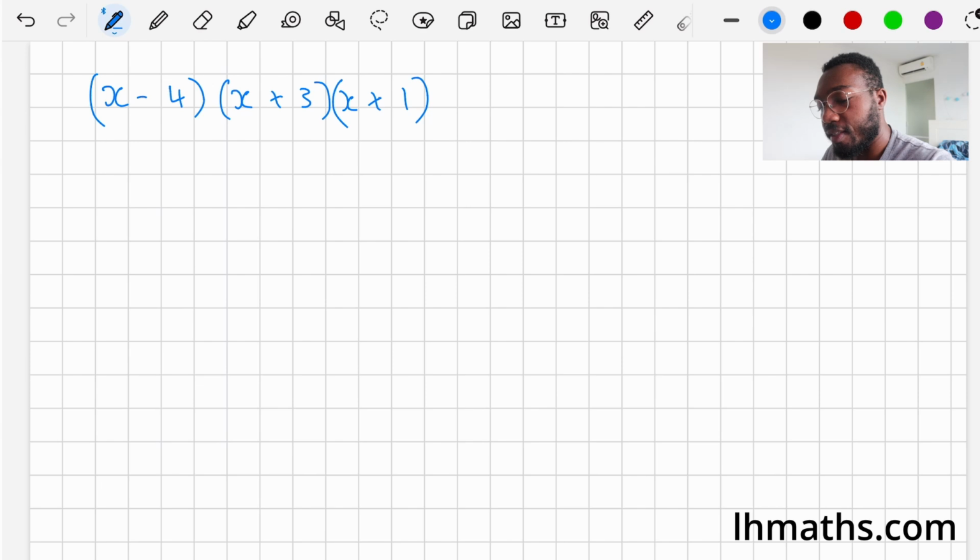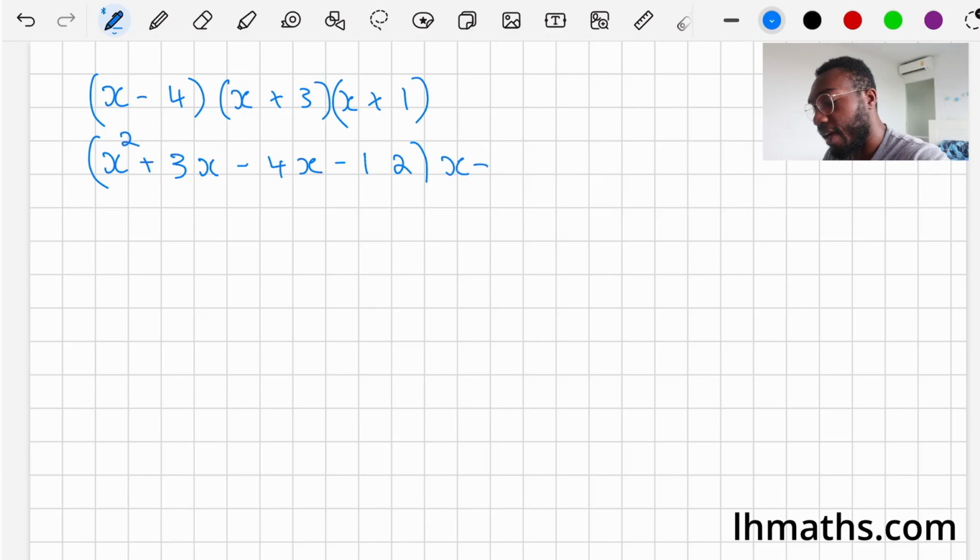So if we do that, we would get x squared. We would get an x times a 3, that would be a 3x. We'd get a minus 4 times an x, which is minus 4x. And we would get a minus 4 times a 3, which is a minus 12. And that is all still times by x plus 1. And then we should simplify this down. We'll have x squared. That is 3 minus a 4, that will give us a minus x. And then we're just left with that minus 12.